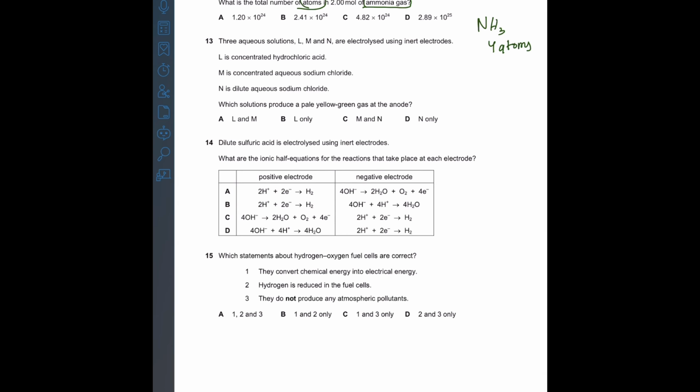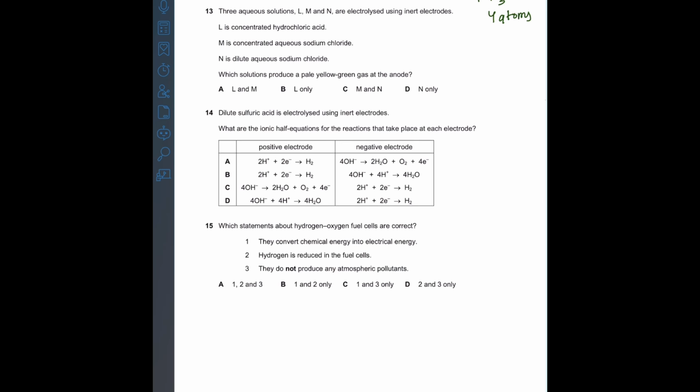So that is, if we get 4.816 times 10 to the power of 24, which we round to 3, we get 6. We get C. Question number 13. 3 aqueous solutions L, M, and N are electrolyzed using inert electrodes. L is concentrated hydrochloric acid, so it's an acid, the one we have seen always, and M is concentrated aqueous sodium chloride, and N is dilute aqueous sodium chloride.